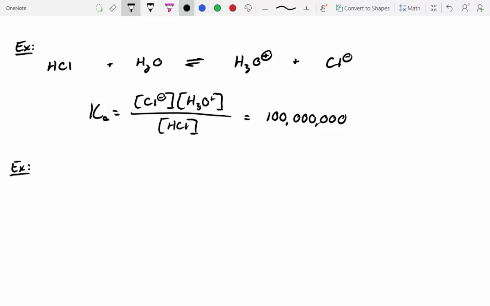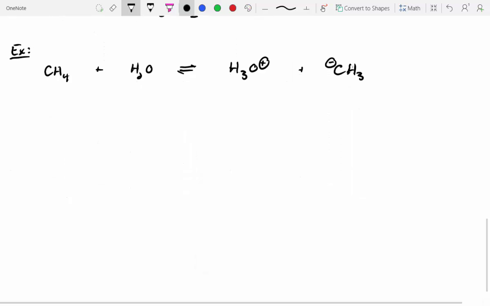All right, second example. This time I'm going to use methane, so CH4 plus water. Again, this is in equilibrium. Could form H3O+, and then what would our conjugate base be? Yeah, CH3-, right? So we're going to form CH3-. Let me move this negative charge over to the carbon. All right, same sort of thing.